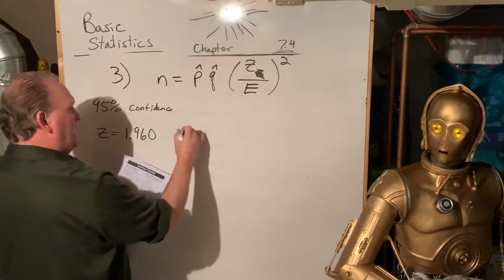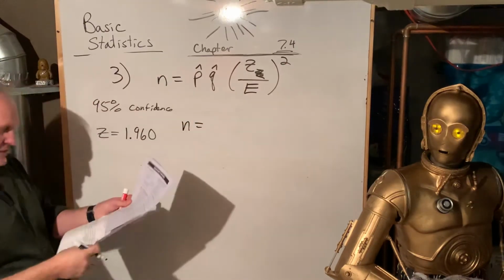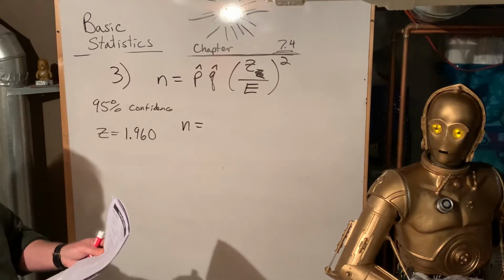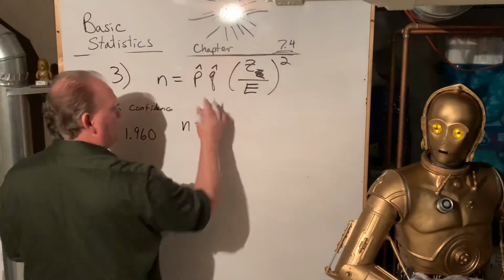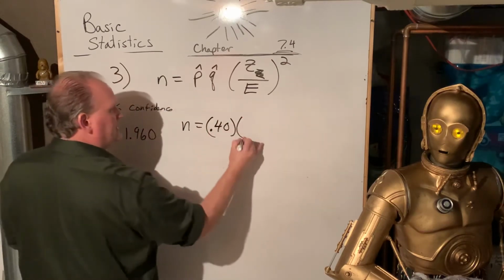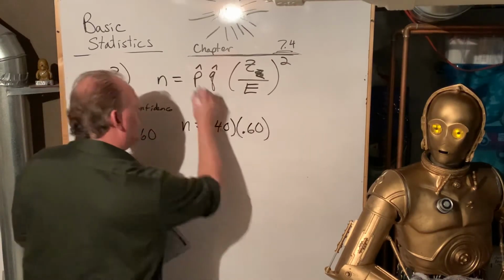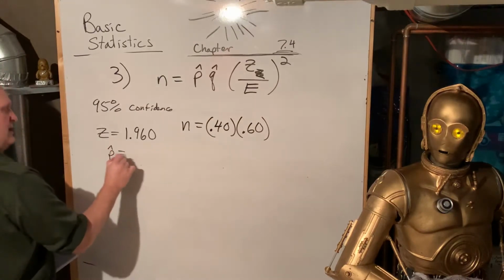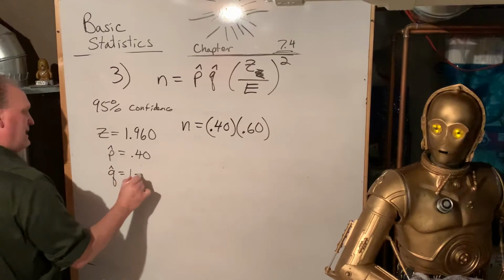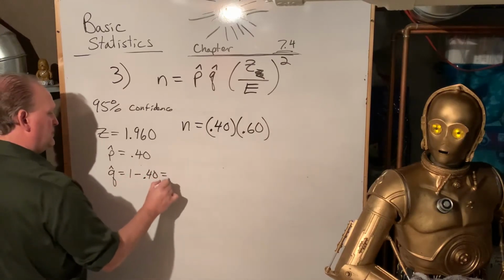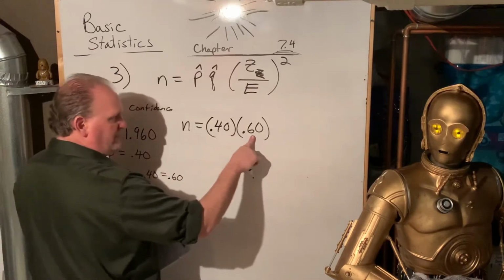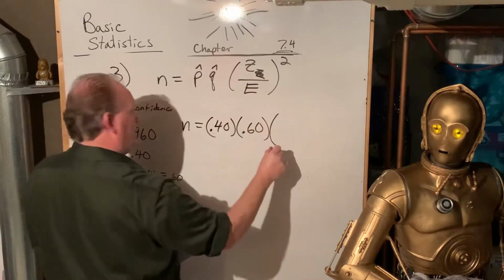p hat and q hat. Let's see. They gave us 40%. 40% of the people interviewed had a computer. So 40%. And then 60% is going to be the q. Because remember, if p hat is 0.40, then q hat is 1 minus 0.40, 0.60. All right, so we got that given. That we figured out. That we looked up on our chart.